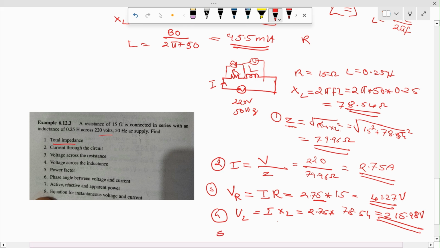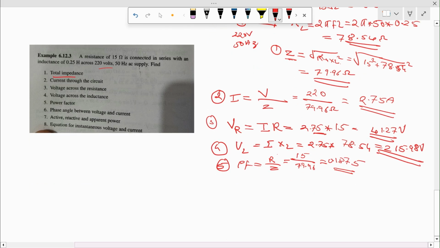Now the fifth part, the interesting part: we have to find the power factor. We already know it's an RL circuit, so the circuit definitely will be a lagging circuit. Power factor cos phi is equal to R by Z. What is R? R is given as 15 ohm. What is Z? Z is 79.96 ohm. So what will be the value? It is 0.1875. Power factor is 0.1875.